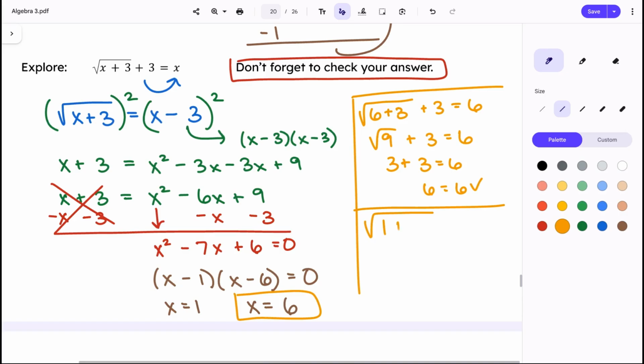Let's check the other one, though. 1 is going in for my x's now. Can you tell already if it's going to work? What's 1 plus 3? What's the square root of 4? What's 2 plus 3? Not 1, right? No. So that's a no good answer. You have to throw it out. Can't keep it. That's why it's important that we check, okay? Because we want to make sure that we don't take anything that doesn't work.